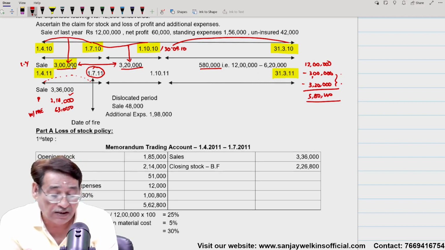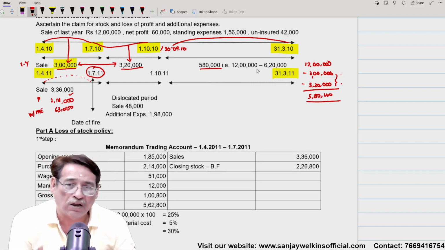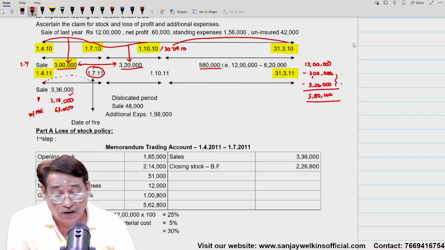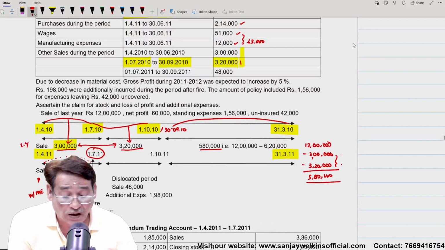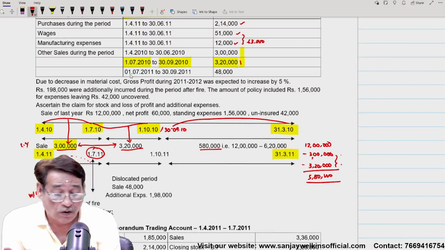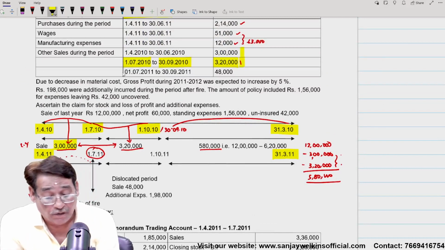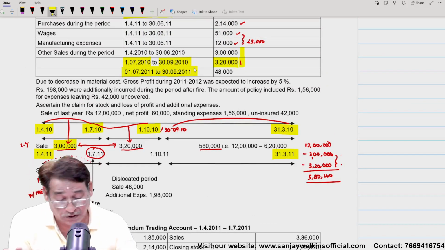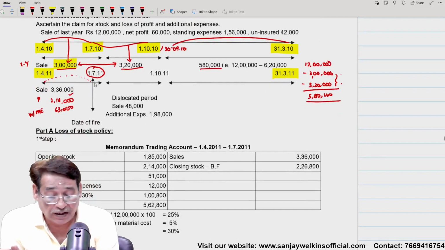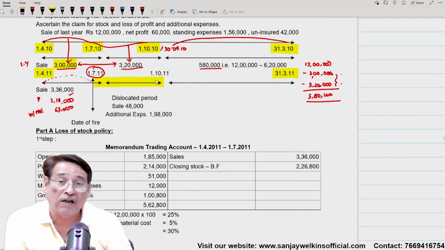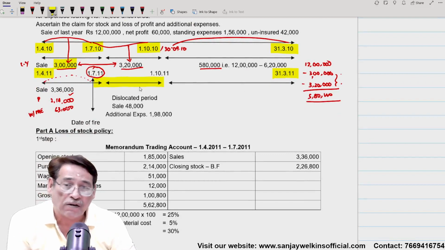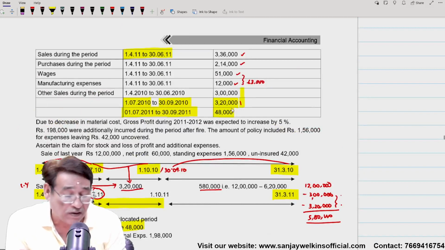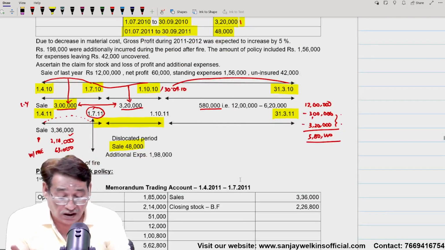So last year sales are given to you in this manner in this particular question, correct? And total sales are at your disposal. Now we come to the important point. Now question states that sales from 1/7/2011 till 30th of September 2011. Remember one thing. From 1/7/2011 till this date is our disturbed period. And in this period, sale is equal to 48,000, which is given over here.